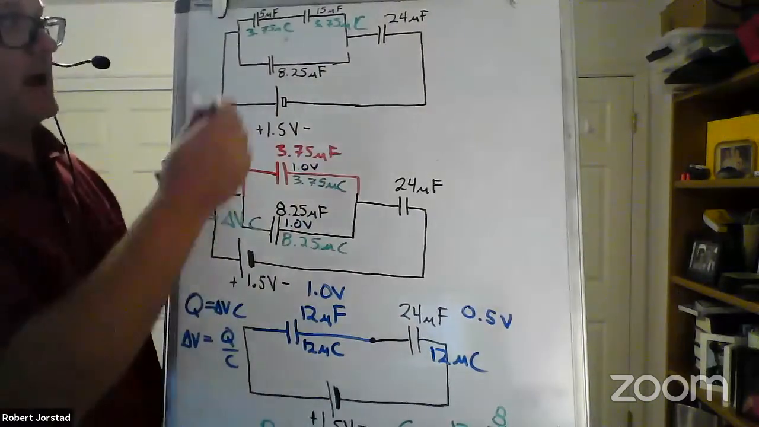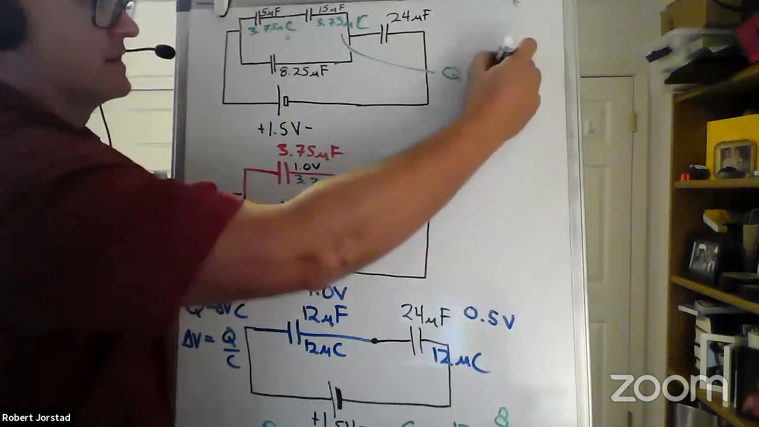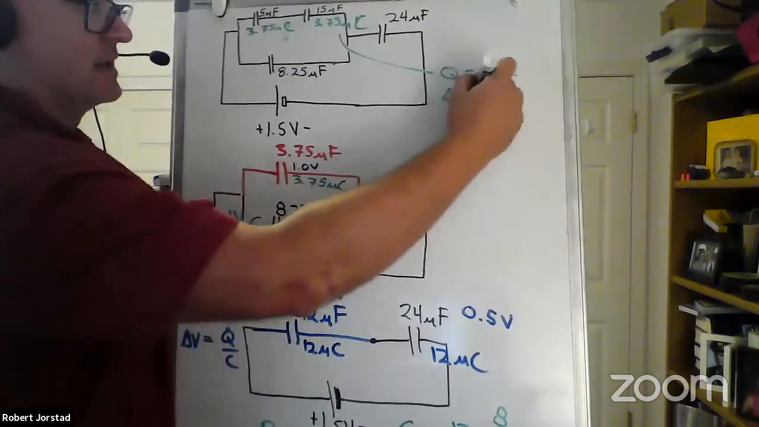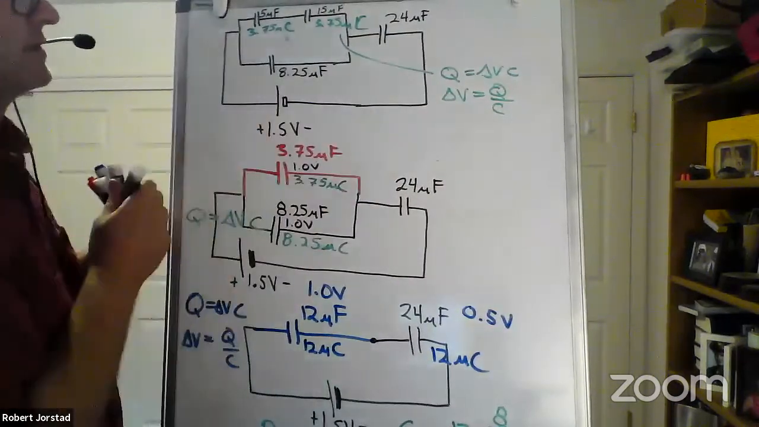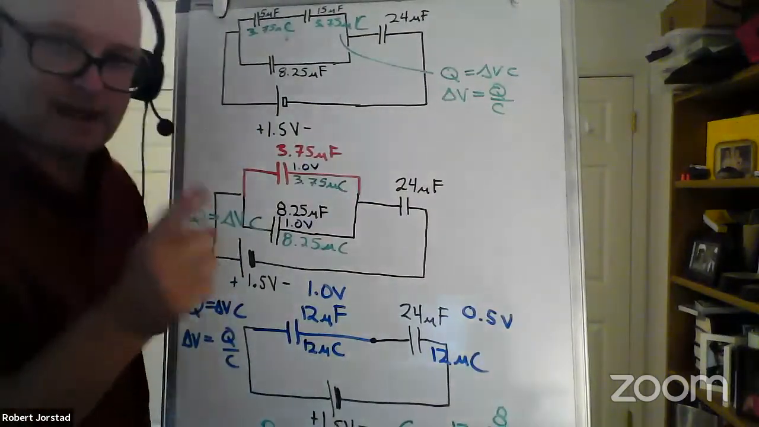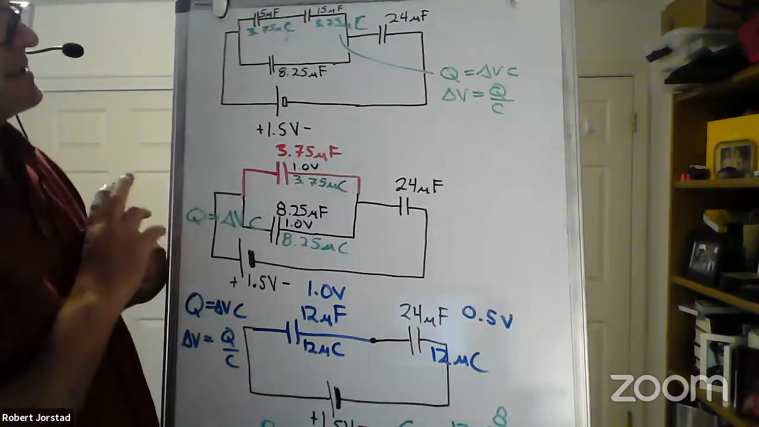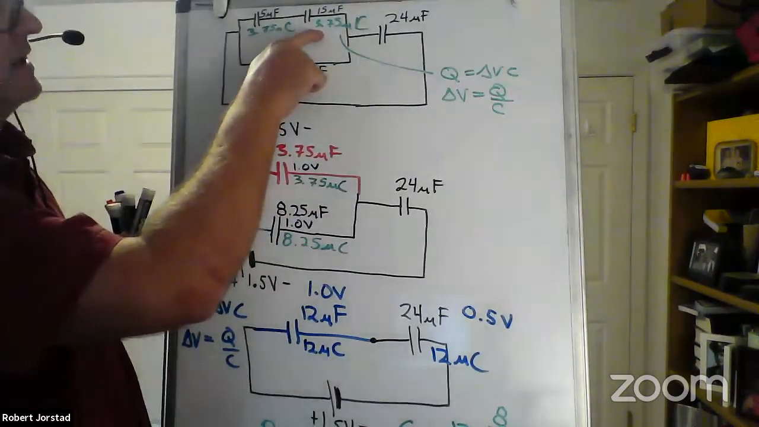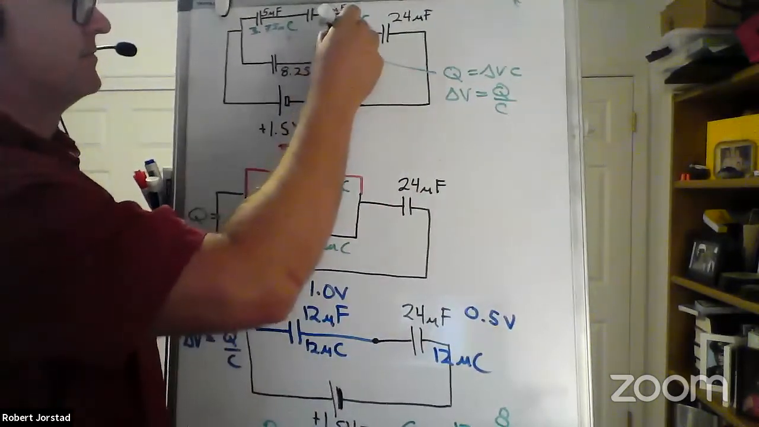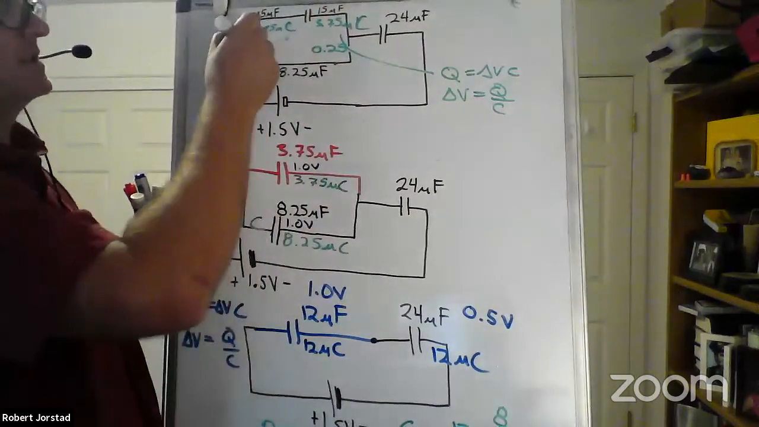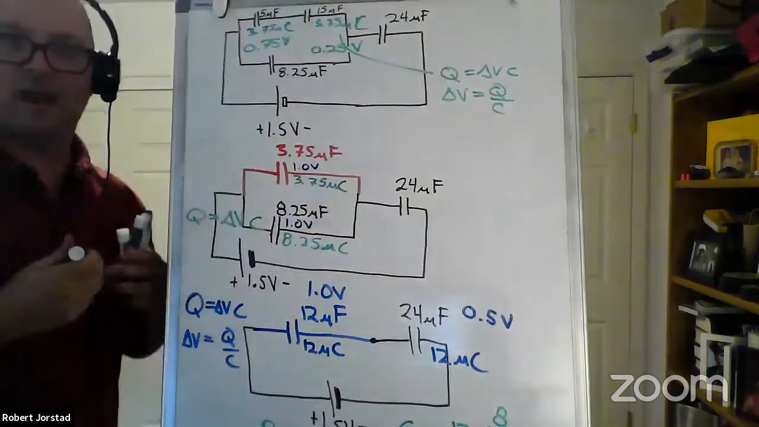And then from there, for each of those, if Q equals delta VC, I know that delta V is equal to Q over C. I know Q, I know C, so I could get the voltages. And the two voltages should add up to 1. So in this case, Q over C, this one's going to be 0.25, and this one's going to be 0.75 volts. And there you have all the numbers.